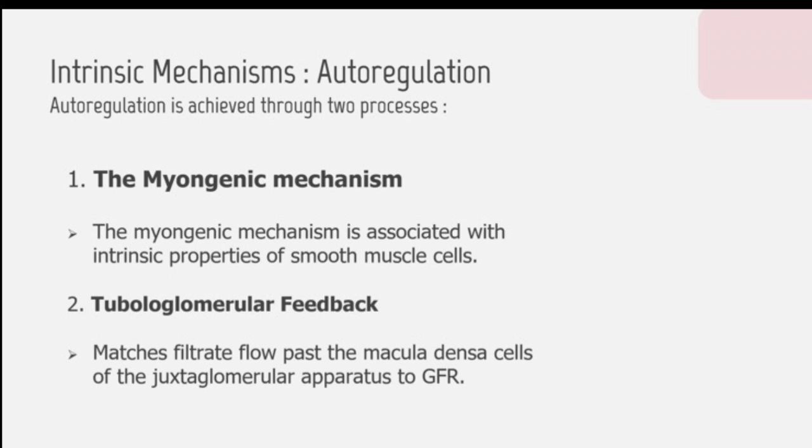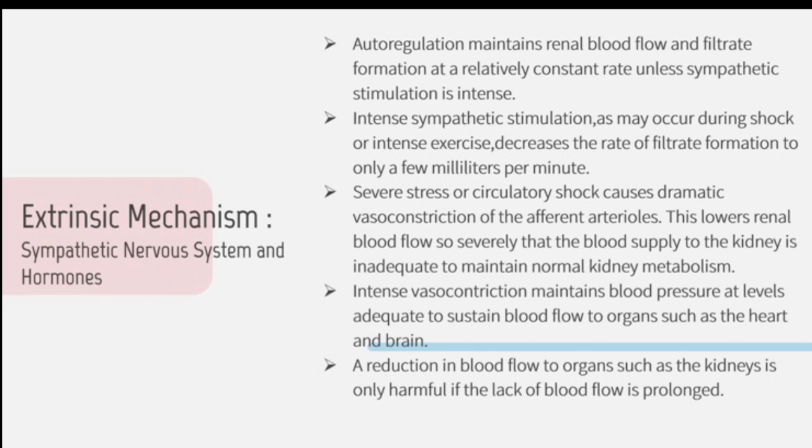First is the myogenic mechanism. Second is the tubuloglomerular feedback. Smooth muscle cells act as the stretch receptors. These stretch receptors detect changes in the blood pressure. Elevated blood pressure causes increased stretch of the smooth muscle cells in the wall of the afferent arteriole. On the other hand, smooth muscle cells in the wall of the afferent arteriole relax when the blood pressure decreases. Relaxation of the smooth muscle cells causes vasodilation of the afferent arteriole. In this way, blood supply of the glomerulus and thus GFR fluctuates very little even when the mean arterial pressure changes.